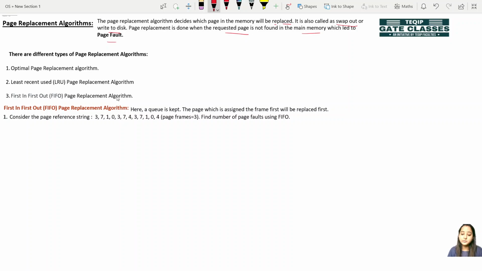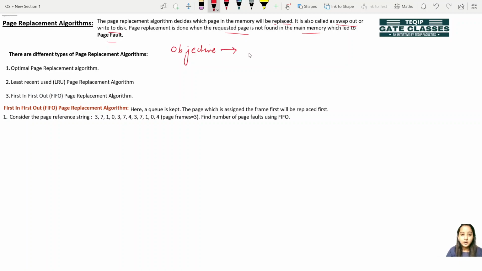Whenever a page fault occurs, the operating system has to decide which page should be replaced, and whatever technique we use will be based on these algorithms. So what should be our objective?